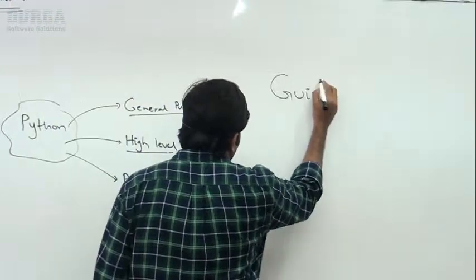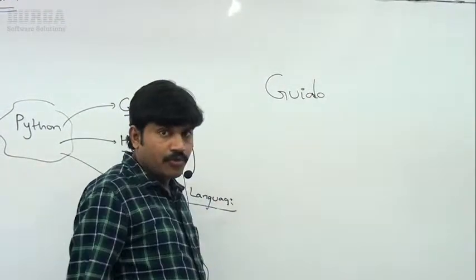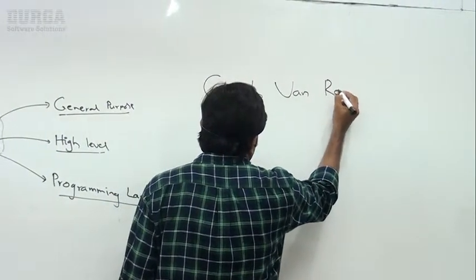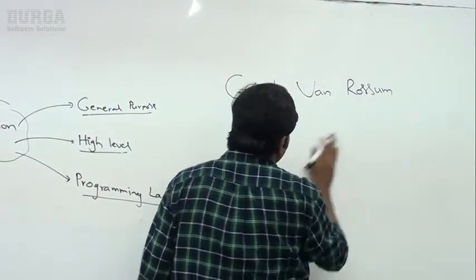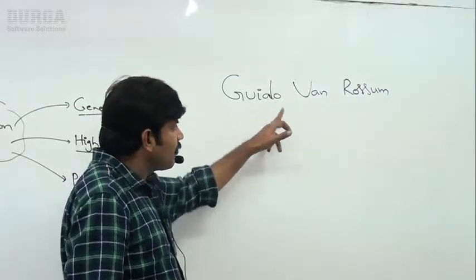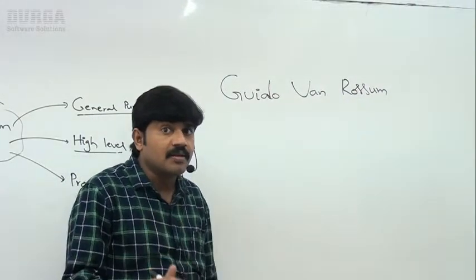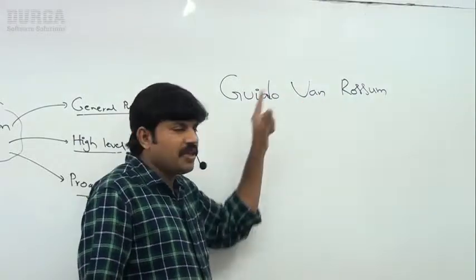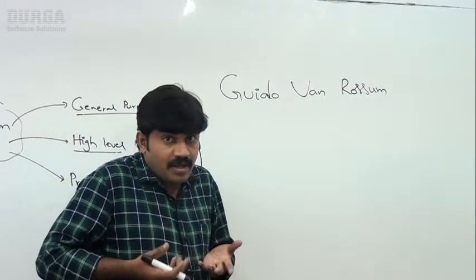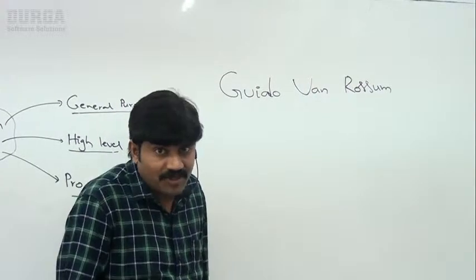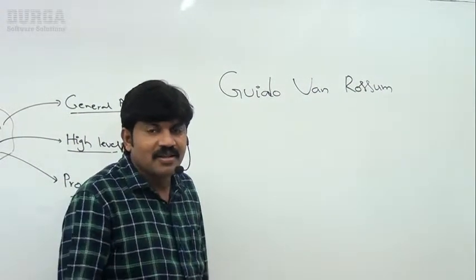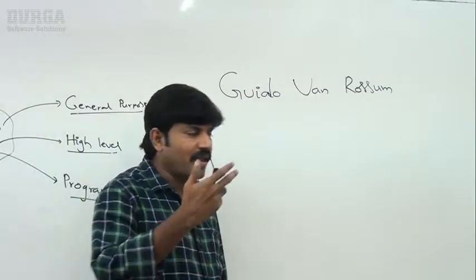Can you please read this one? Guido Van Rossum. Are you getting? Guido Van Rossum. This person developed Python. So in which year? First, I want to show his face once, because our career, our life is going to be settled with this Python language. Compulsory we have to see and we have to salute, because that person provided food for us. Okay, have a look once.